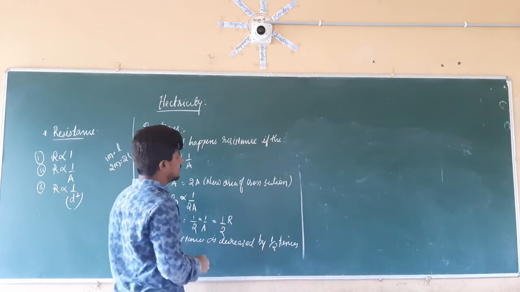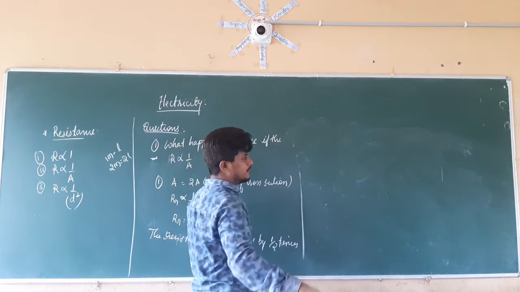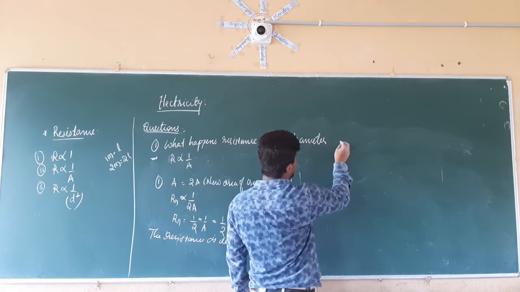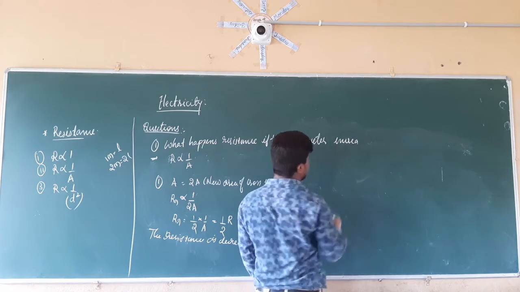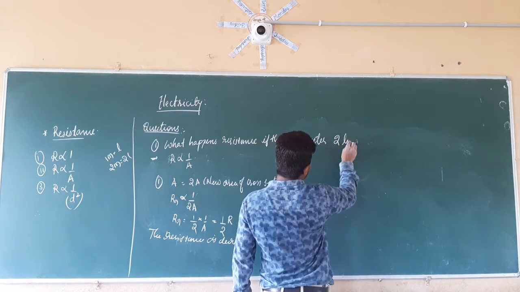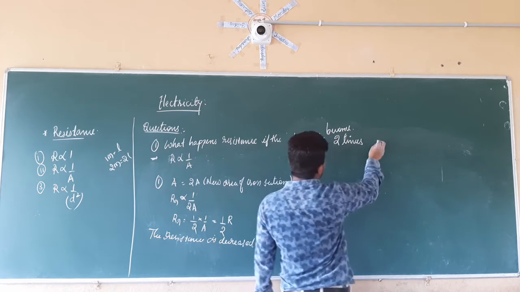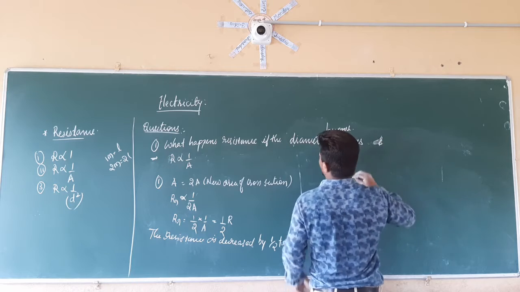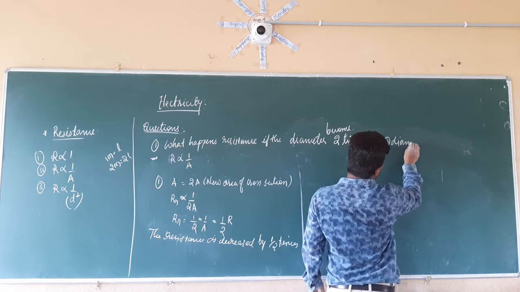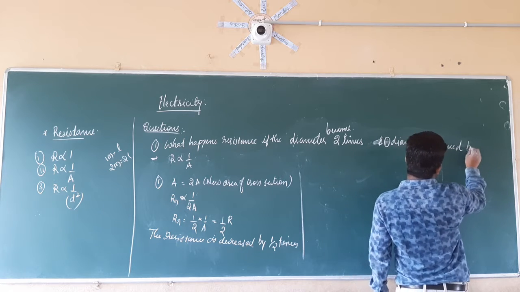What happens to the resistance of the conductor if the diameter becomes 2 times? If the diameter is increased to 2 times, what happens to the resistance? And if the diameter is reduced by 2 times, what happens then?